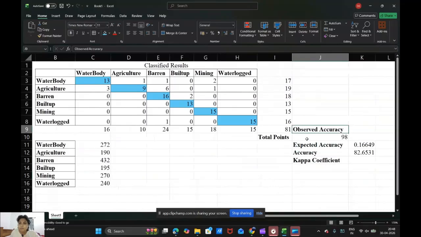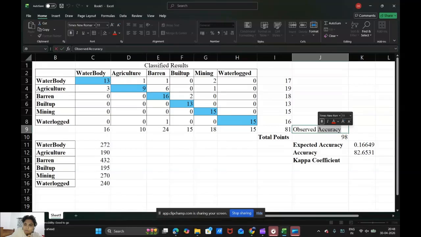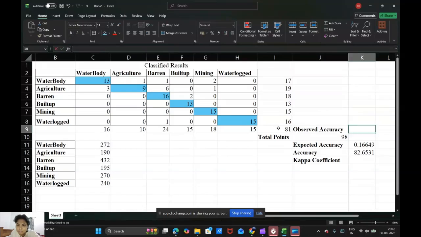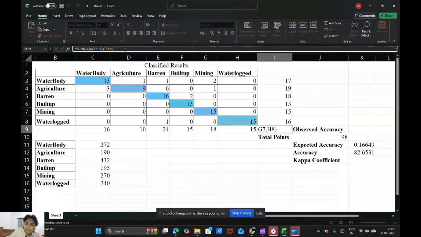Okay. All right. So this is the total observed. No, sorry, this is not total observed accuracy. Just give me a second. I think I have not divided it. Sum. Okay, that is total correct points are 81, and in order to find out observed accuracy, I have to divide it with this total number of points.